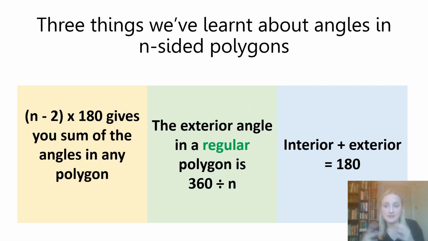I summarised the unit with 3 key facts. I feel like it's quite overwhelming, angles and polygons, because it's like, well, if it's regular, then this, but if it's not regular, then this. So I felt like it was just worth summarising the key 3. There's 3 things that you need to know. The n-2 times 180 gives you the sum of the angles in a polygon. That the exterior angle in a regular polygon is 360 divided by n, and the interior plus exterior is 180.